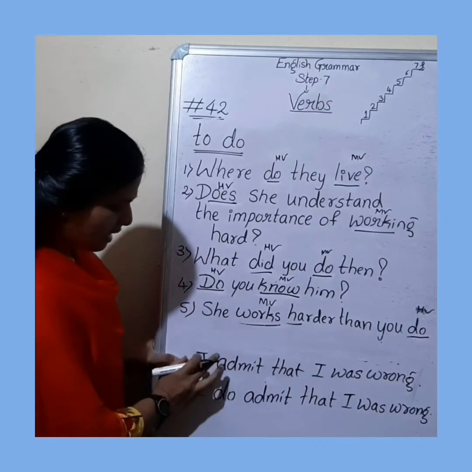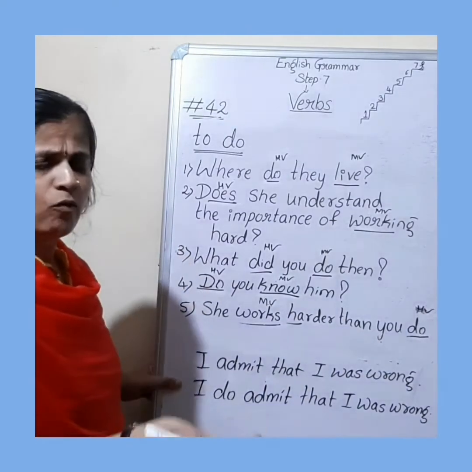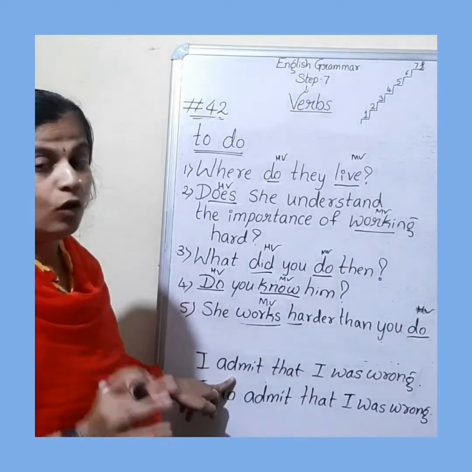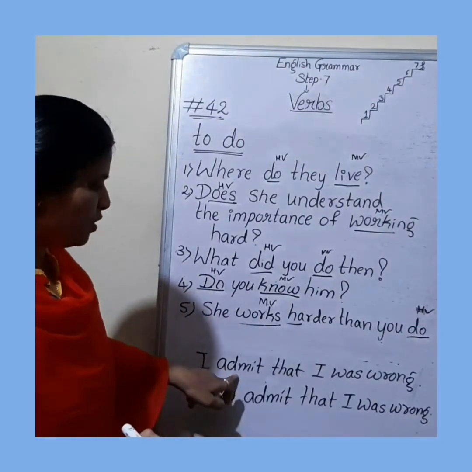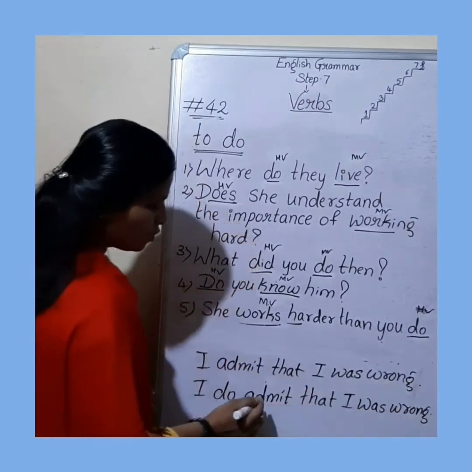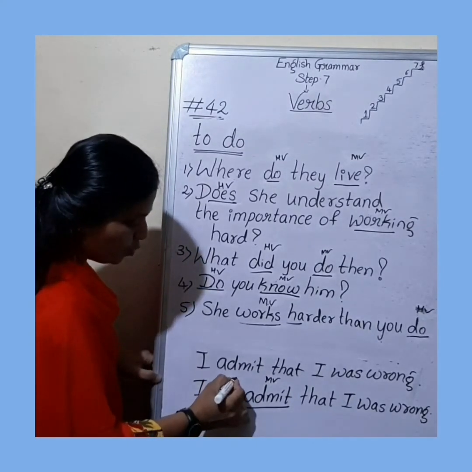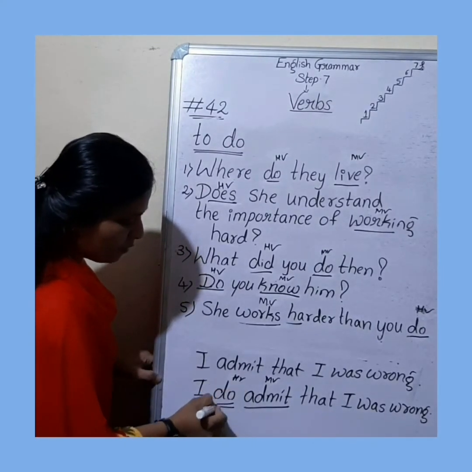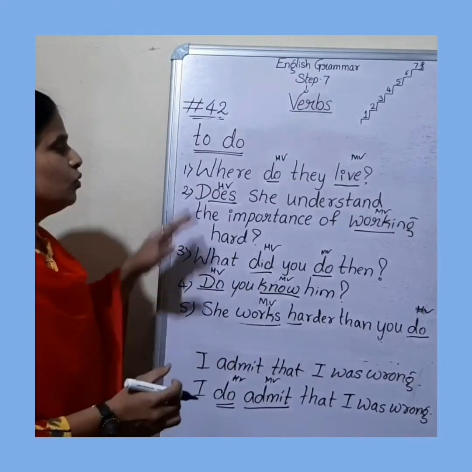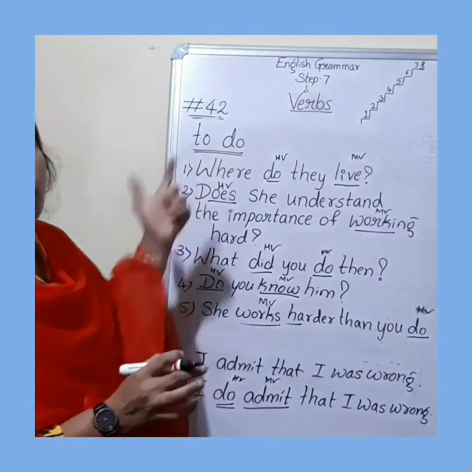One more example, let us have a look over. I admit that I was wrong. This is the sentence. Now I want to emphasize on this admit, okay, this action or main verb. So as it is a main verb here, so I do admit that I was wrong. So here admit is main verb, whereas this do is helping verb which is emphasizing on this admit main verb. Okay, so hope this concept of primary auxiliary verbs to do form is clear.